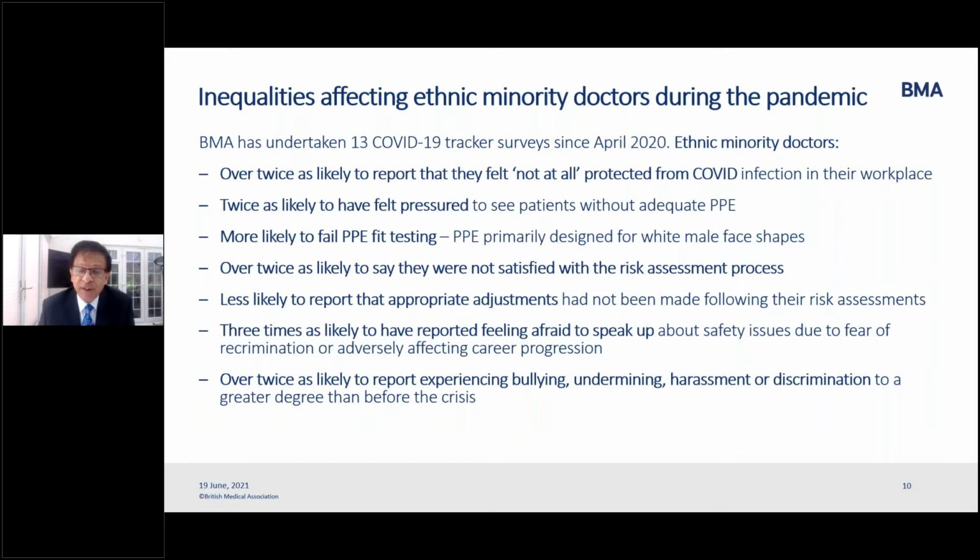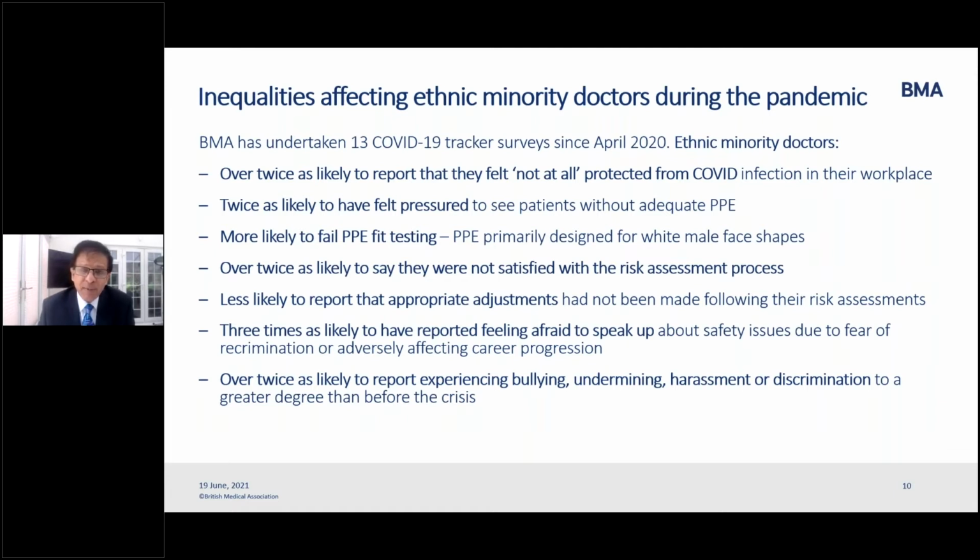They failed fit testing at a higher rate because the FFP3 masks that require a tight fit were often designed for white male face shapes. That was also an issue for females, and also some PPE wasn't suited for those of certain cultural or religious backgrounds, such as Sikhs or Muslim women. When they were risk assessed, they were twice as likely to say they were not satisfied with the risk assessment process. They didn't feel that adequate adjustments were made.